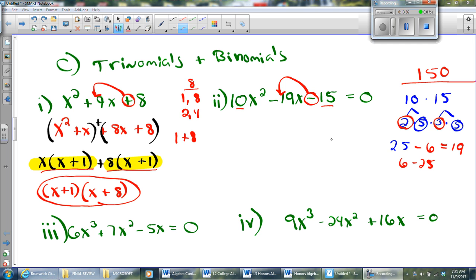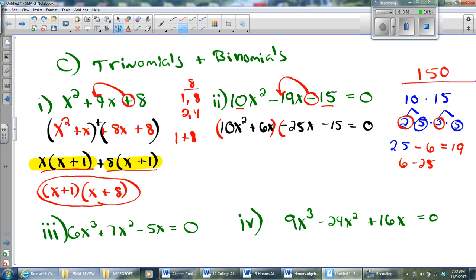Okay, so I'm going to rewrite this problem as 10x squared plus 6x minus 25x minus 15, and that of course is going to equal 0. Now I'm ready to group.